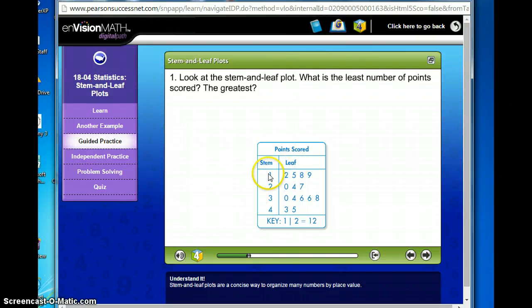12. The 1 is the least digit in the tens here, and then 2 is the smallest here. So 12 is the smallest. What about the greatest number of points scored, Corey? 12. No. 12 is just the least, Corey. What's the greatest number represented on the stem and leaf plot, Corey? 45. 45.